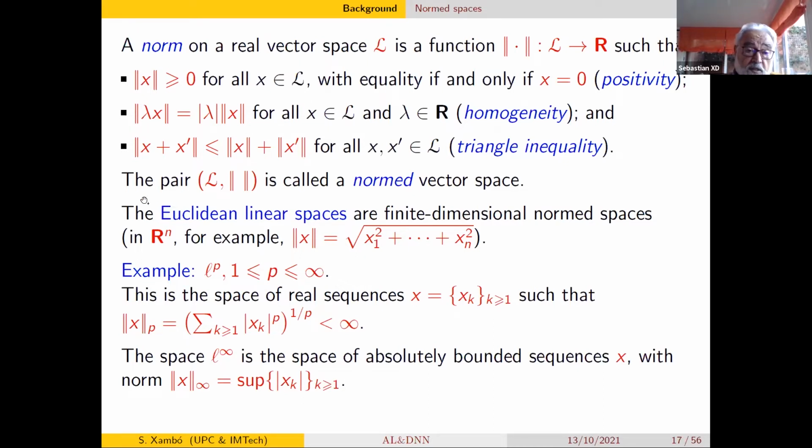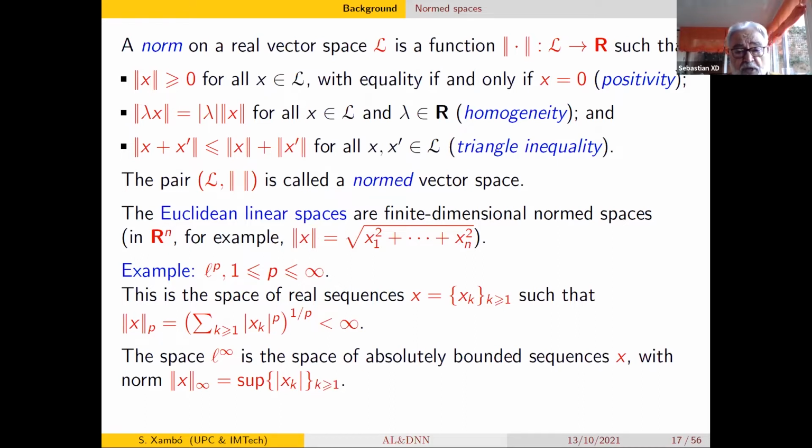Well, the pair formed by a real vector space L and the norm is called a normed vector space. For example, the Euclidean linear spaces, R^n, where the norm is the square root of the sum of the squares. A less obvious example, at least for the people that have not seen it before, is little l^p, where p is any value from 1 to infinity.